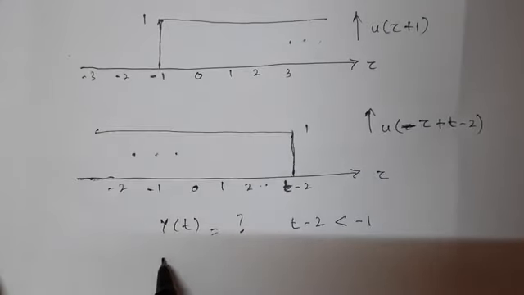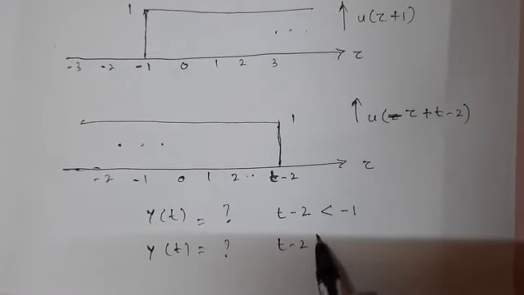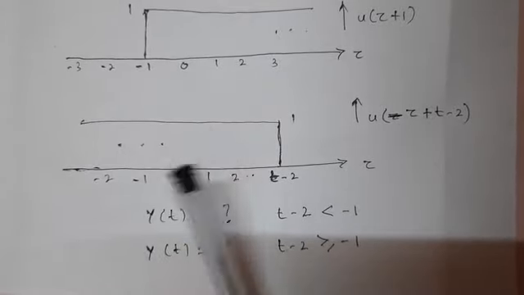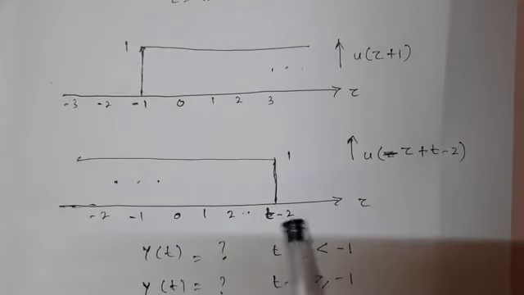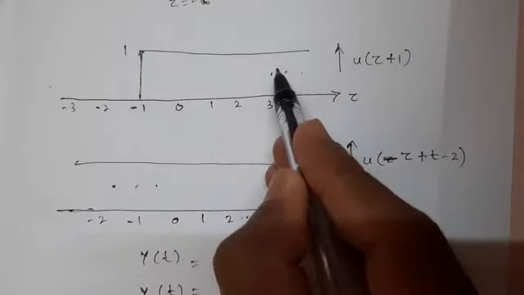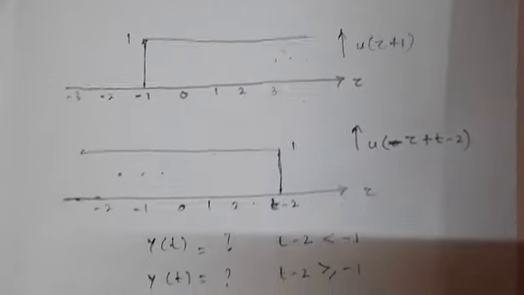And similarly, one more condition. What other condition can you have? What is your y of t when t minus 2 is greater than or equal to minus 1? This signal is somewhere lying here or here, as I have drawn in this figure. T minus 2 greater than minus 1. So what is the overlapping region? You can check it: minus 1 and this. So this will be your overlapping region, which I will draw.